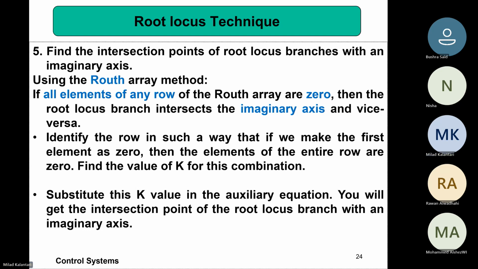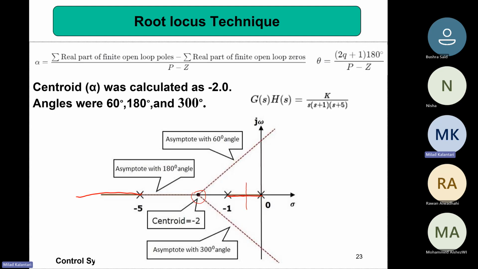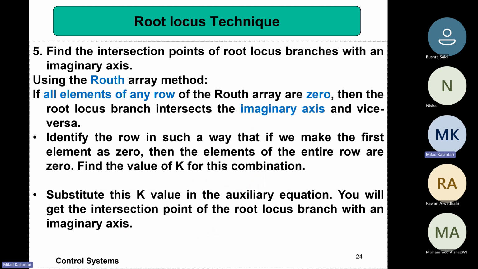So let's say we want to know the location where these poles go to the right-hand side of the S-plane, right? What is the specification for these poles when they are reaching here? Basically, they have zero real part, only imaginary, right? They only have the imaginary part.